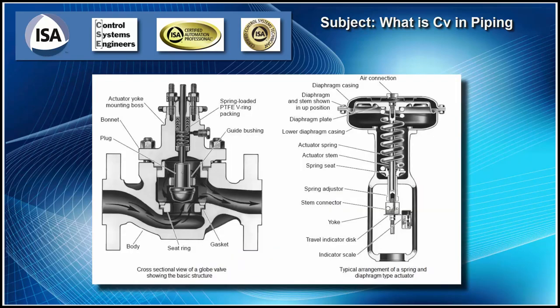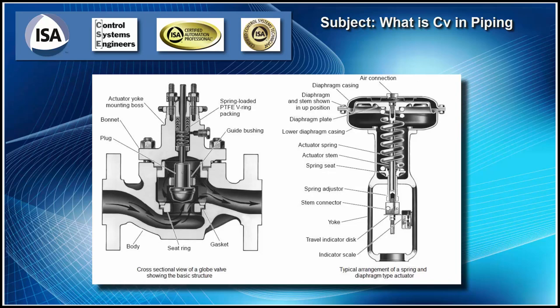Okay, now in instrumentation, you just want to talk about the CV. Typically, it's C sub V of the valve, and I'll show that as a C with a small case v following. This CV of the valve stands for coefficient of valve. What CV says is if we maintain 1 psi of differential pressure across the valve and it passes 1 gallon of water per minute, that is 1 CV.